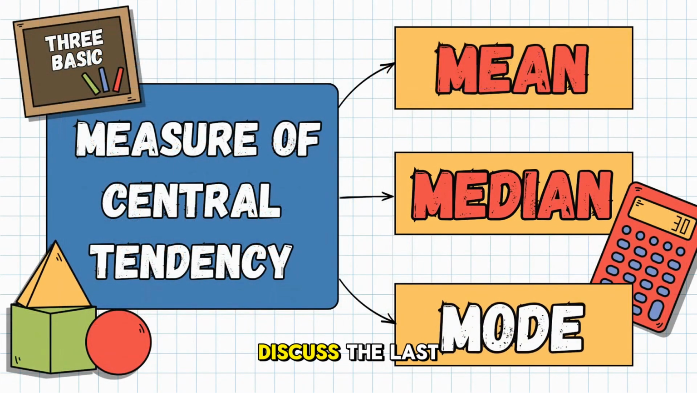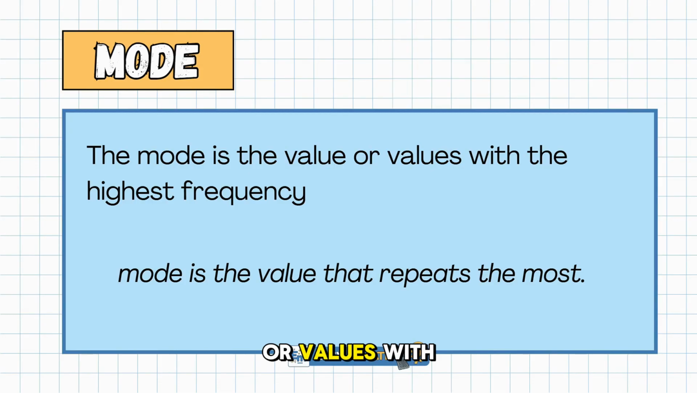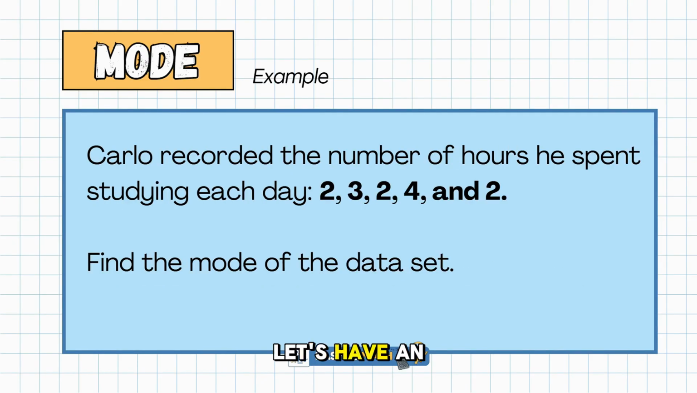Now let us discuss the last measure of central tendency, which is the mode. The mode is the value or values with the highest frequency. In simple terms, the mode is the value that repeats the most. Let's have an example. Carlo recorded the number of hours he spent studying each day: 2, 3, 2, 4, and 2. Find the mode of the dataset.